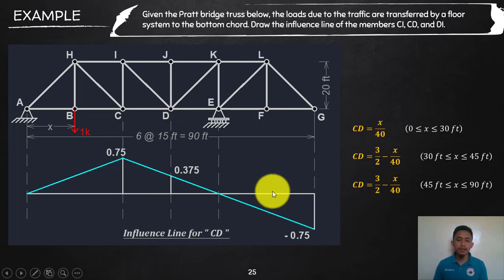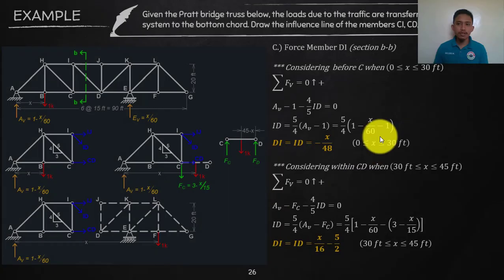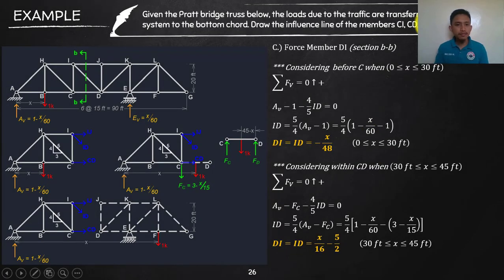Okay, and then finally we can go to the third member DI. Okay, so now since in my section a while ago, when I cut from the HI and CD section, I did not expose there the DI, so I need to change another section. So this could be your section B. Okay, section B. So if I will cut that, I will be exposing CD, ID, or that is the DI, and then IJ.